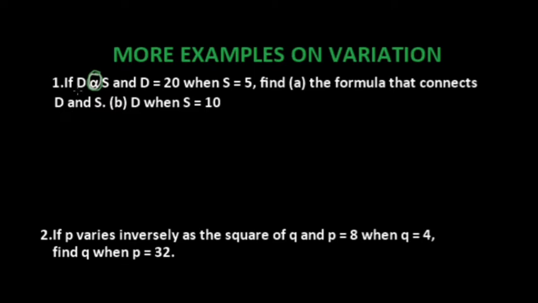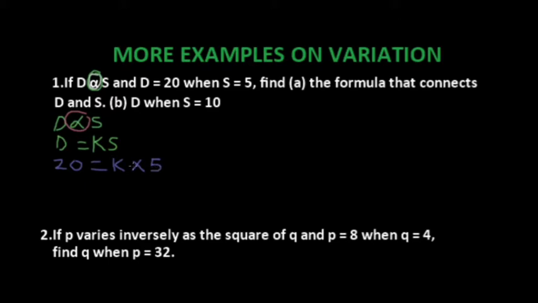Let's get started. D varies directly as S. That means the first thing to do is to change this sign of proportionality, and that becomes D equals, introduce a constant. We have this. So when D is 20, we have K times S. So your S is 5.